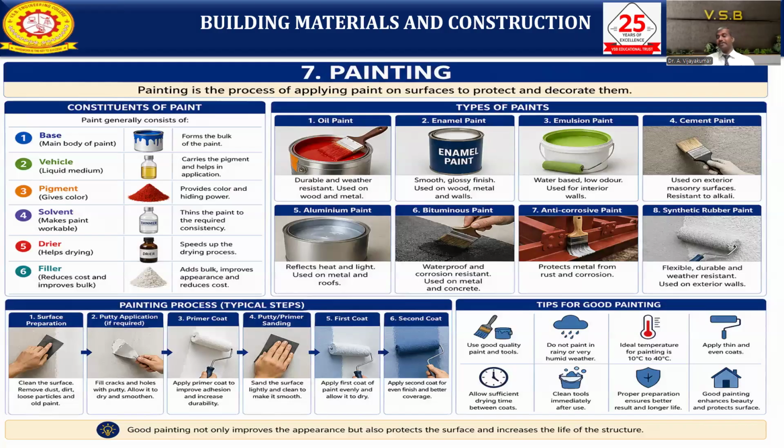Aluminium paint reflects heat as well as light, used on metal and roofs. Bituminous paint is waterproof as well as corrosion resistant, used on metal and concrete. Anti-corrosive paint protects metal from rust and corrosion. Synthetic rubber paint is flexible, durable and weather resistant, used on exterior walls only.